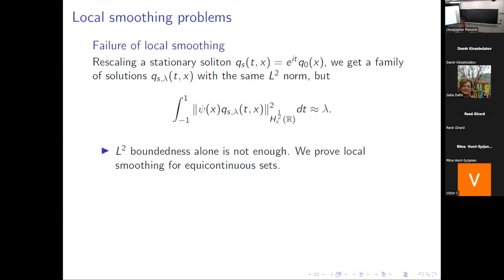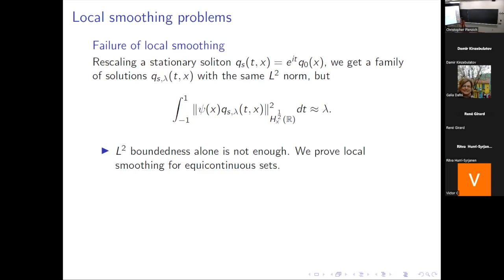A problem here is that we don't have local smoothing in general. Look at this example. If I take another soliton solution of this equation, the stationary soliton, this doesn't move. So we can already see that this is going to pose a problem for local smoothing, right? Nothing moves, it just oscillates. If we look at the stationary soliton and we rescale it, we get a family of solutions that have the same L2 norm, but my local smoothing norm is unbounded.